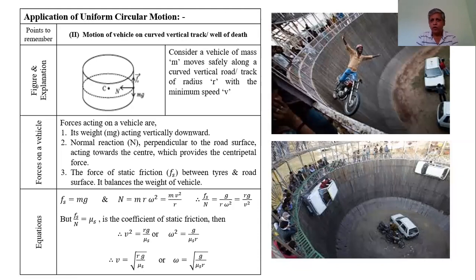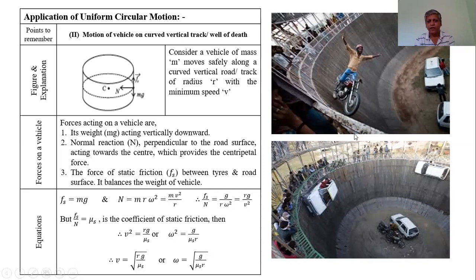In Hindi we call it Maut ka Kuwa. The vehicles move along it. For example, here the motorcyclist moves along this vertical track. Or a car, these are the well of death.